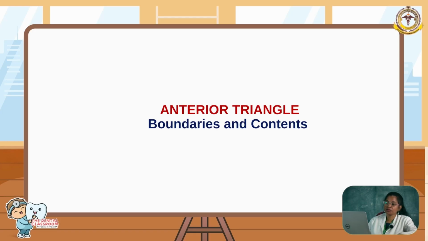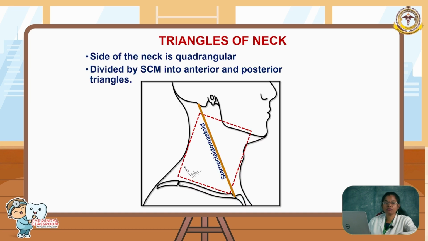In this session, we are going to see about the boundaries and contents of anterior triangle. Before that, we have to see what are triangles of neck. If you see the side of the neck, it is quadrangular in shape. It is divided into anterior and posterior triangular spaces by a muscle, sternocleidomastoid. The anterior triangular space is what is called as the anterior triangle of neck. That we are going to see now.